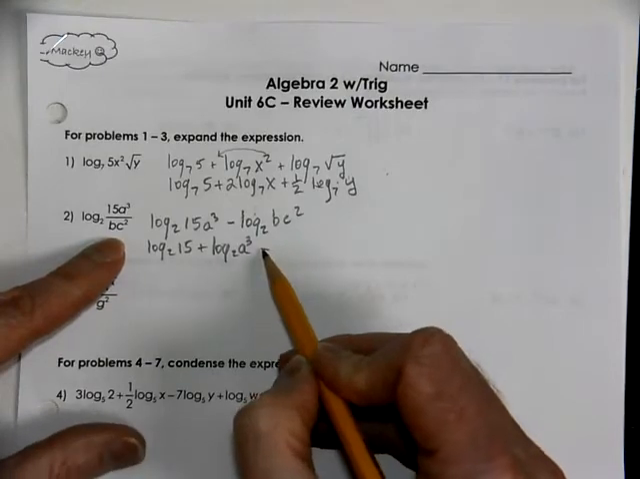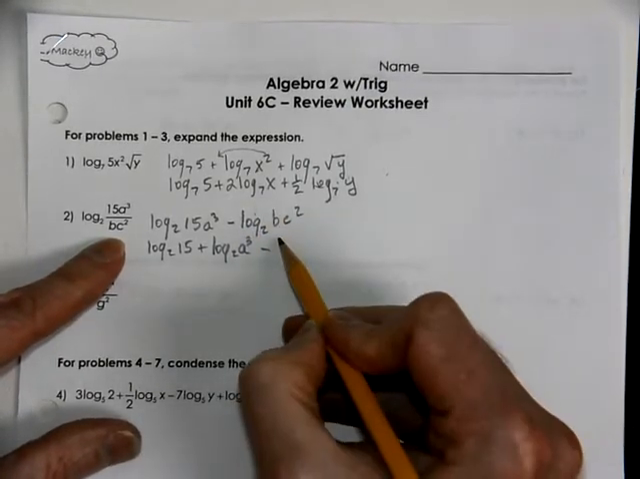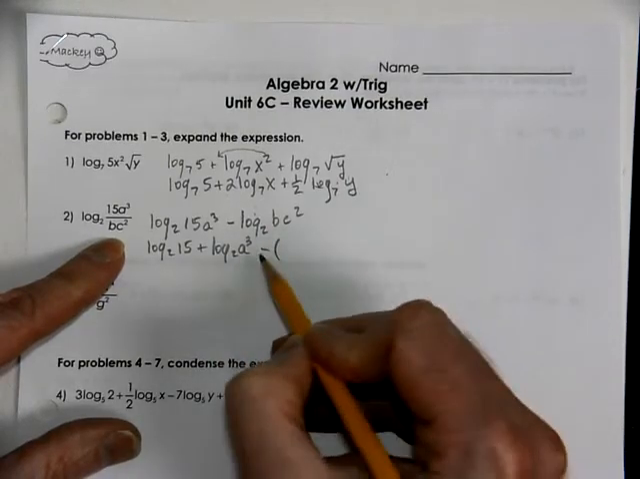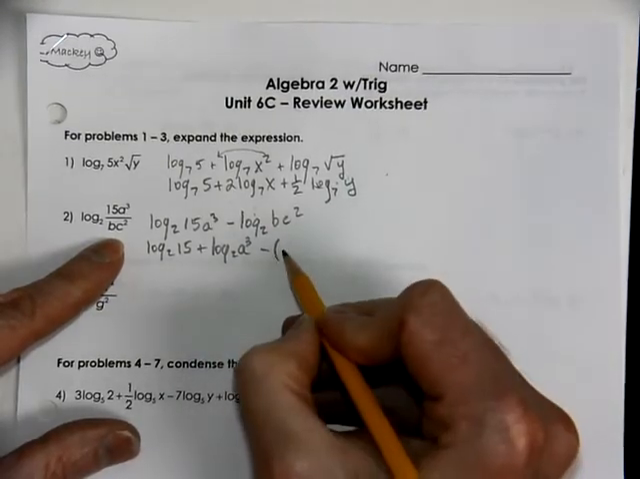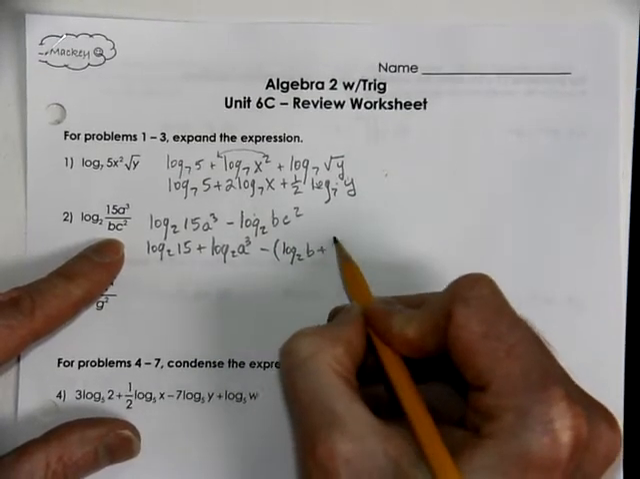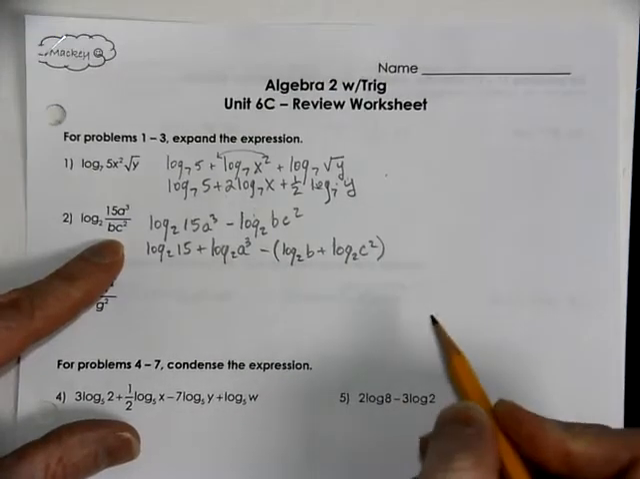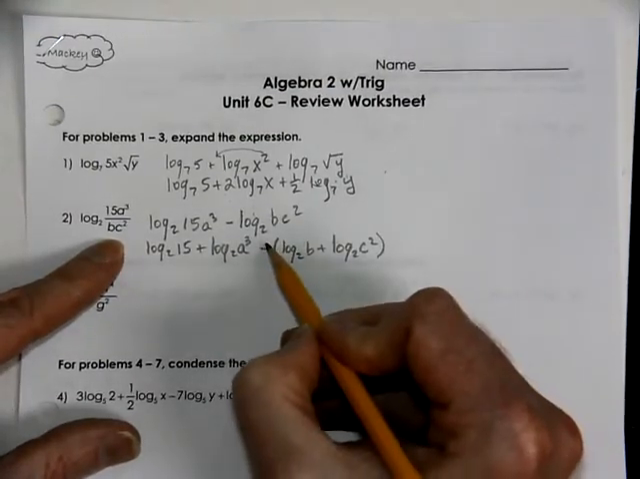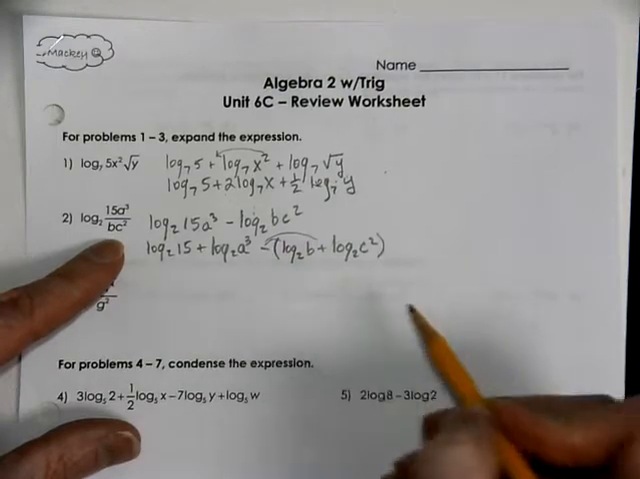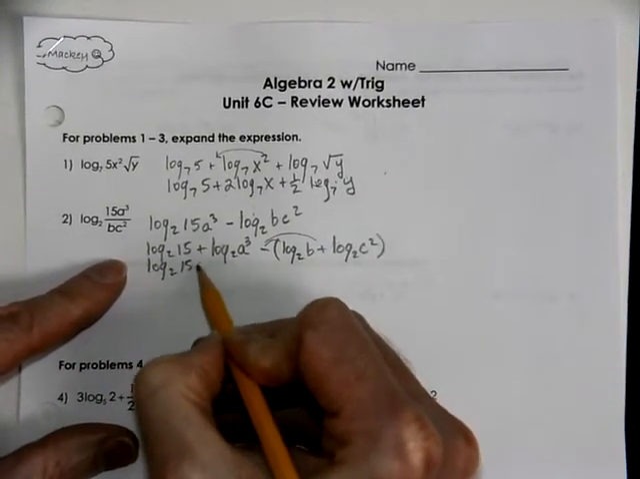Then we have minus. Now when you have minus, you want to subtract this whole quantity. So you must have parentheses because you want to be sure it's distributed correctly. So log base 2 of b plus log base 2 of c squared. Then we'll need to distribute that in when we write our final answers.